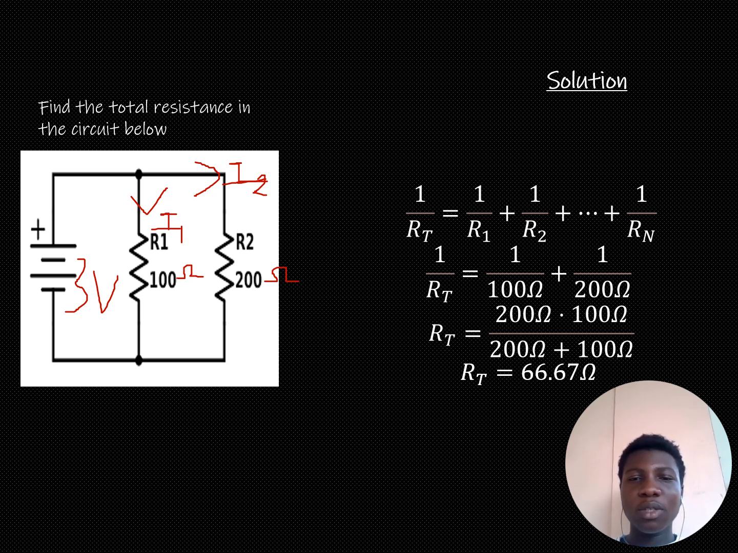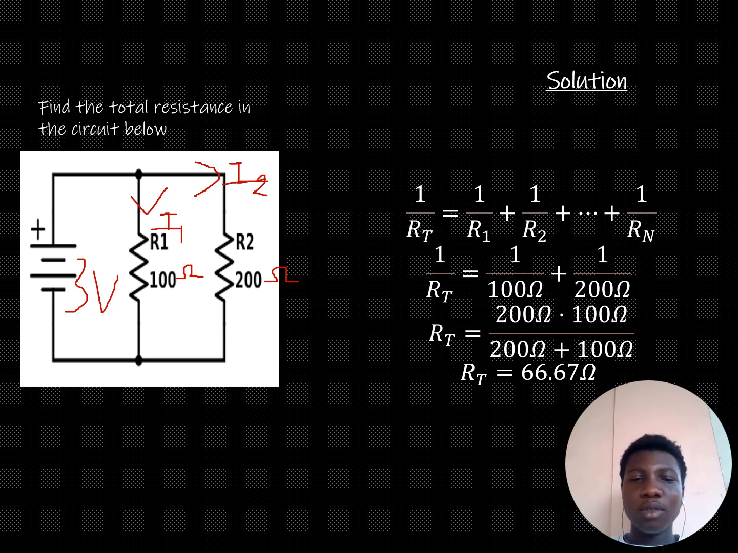So the formula to use is 1 over RT equals 1 over R1 plus 1 over R2. This is going to be 1 over RT equals 1 over 100 ohms plus 1 over 200 ohms. If you simplify it, you're going to get RT equals 200 ohms multiplying 100 ohms all over 200 ohms plus 100 ohms. I said in the previous slide that here you can use a simplified version, which is R1 multiplying R2 all over R1 plus R2. That's what we used here.